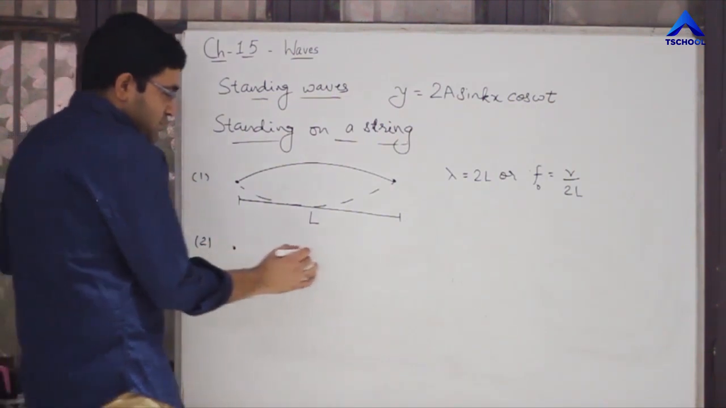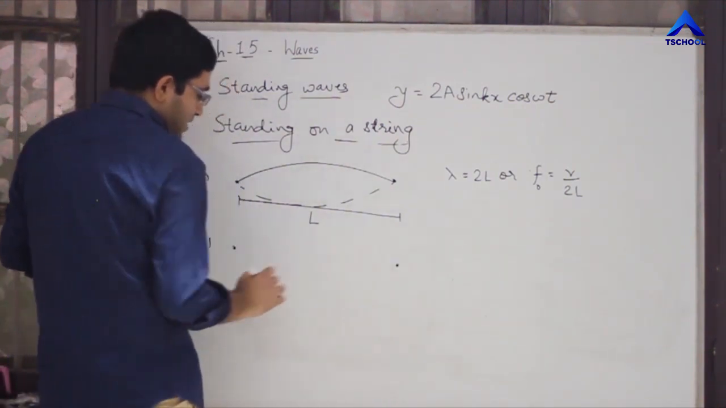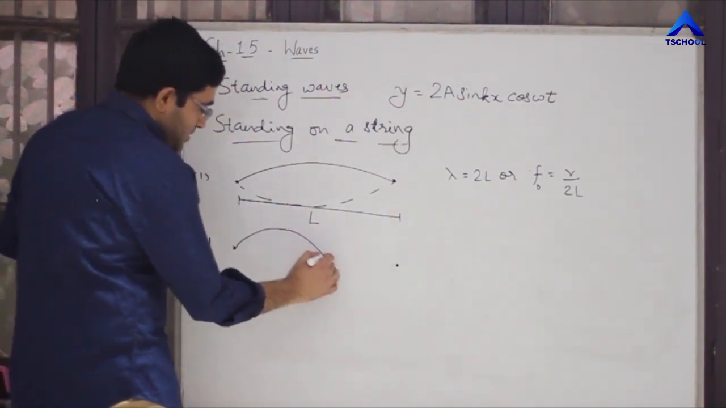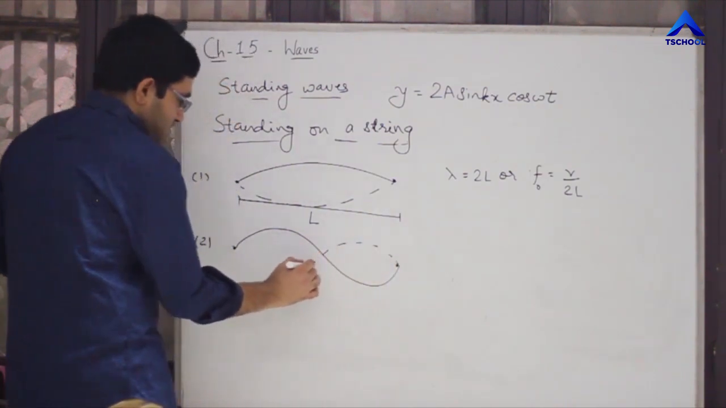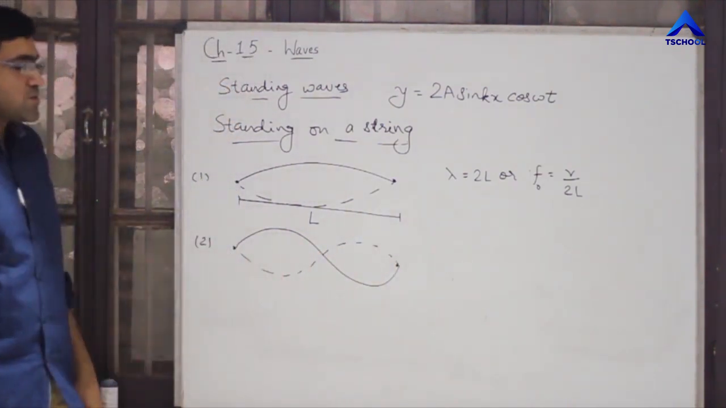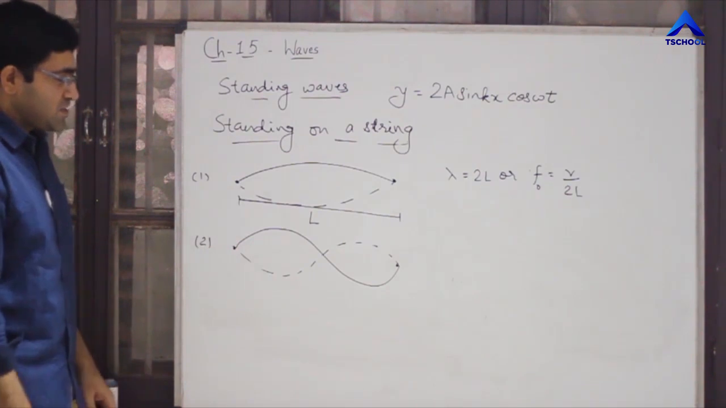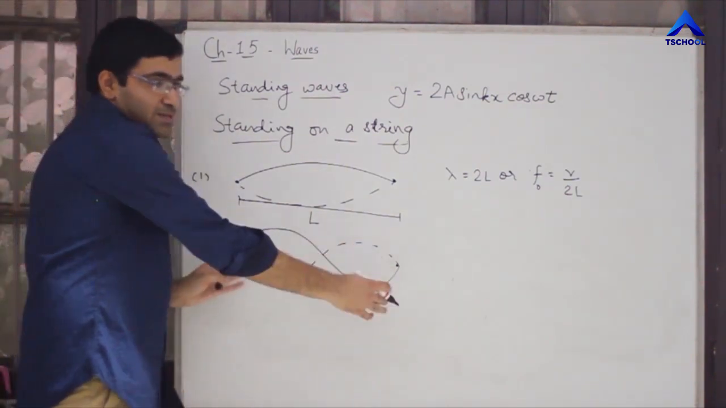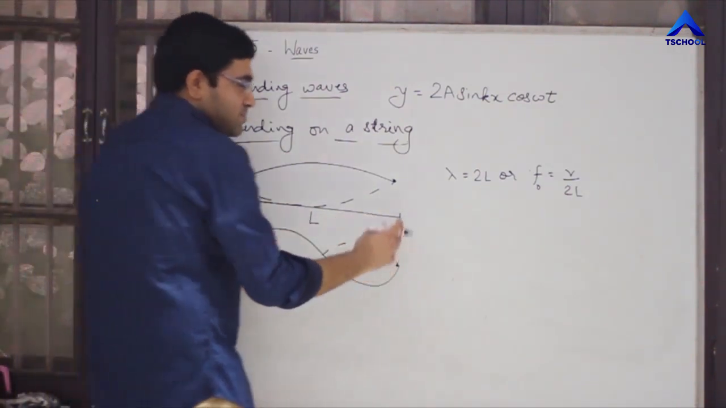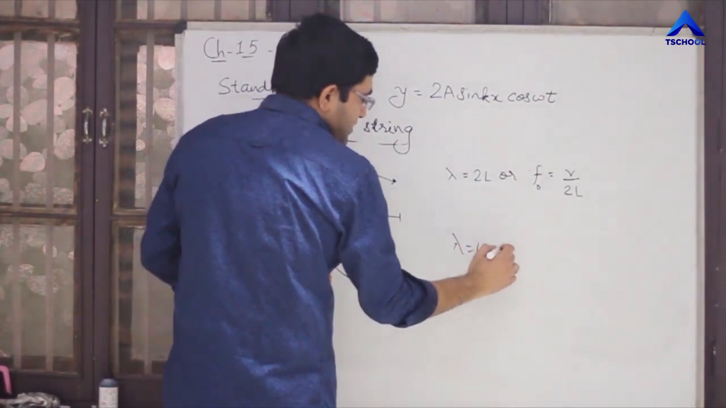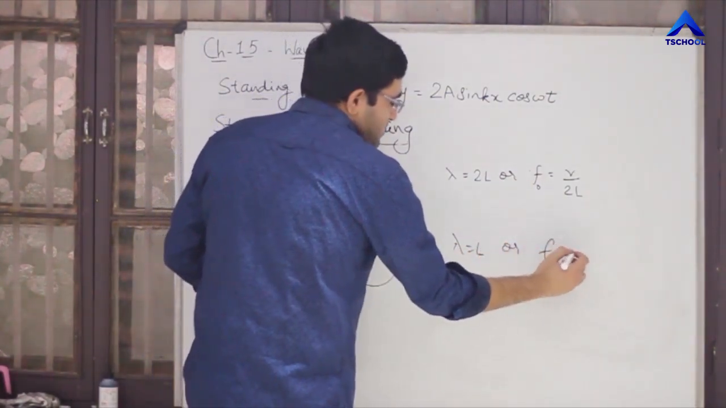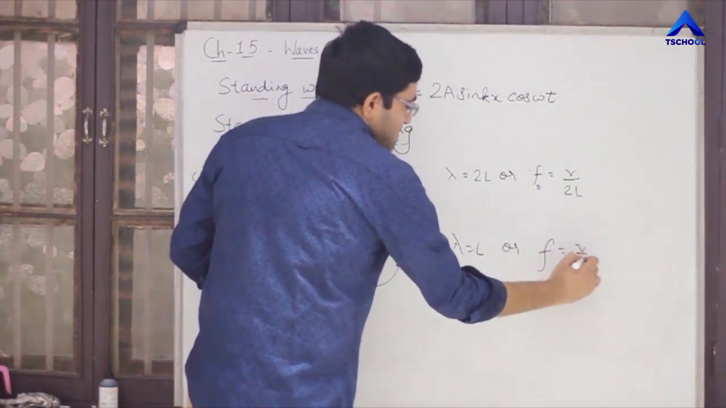again I'd insist that you all practice drawing these diagrams, because diagrams is definitely the best way to learn this. So here you can clearly see, based on this diagram, that this length is lambda and lambda is equal to L. So that obviously gives you the case where the frequency of this wave is going to be V by lambda, which is V by L.